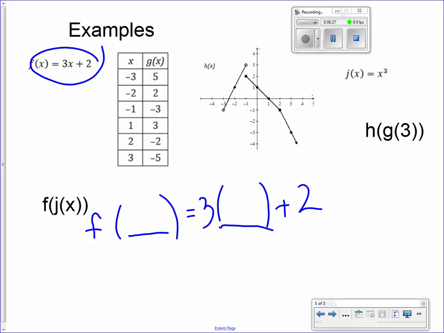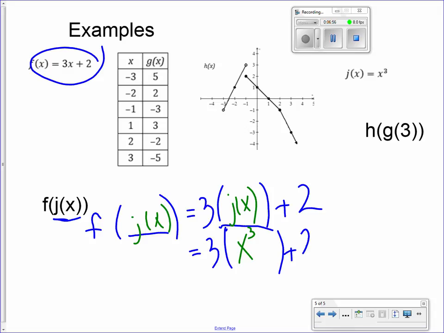And all I did was I wrote it using a blank for the x. That's the placeholder notation. And then in the placeholder, I will put j of x. That's going to be the input. And now that I have that in there, I can actually put j of x in there. And I like to color code things to start. So j of x is x cubed. And then lastly, I want to simplify as much as possible. So 3 times x cubed is 3x cubed plus 2. So that is f of j of x.